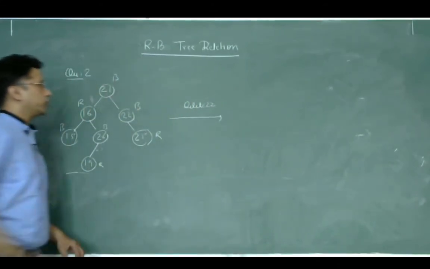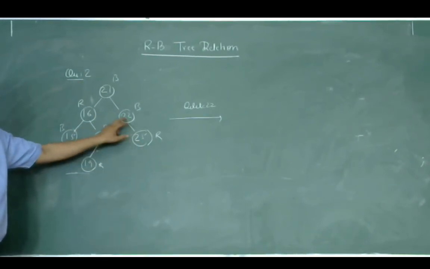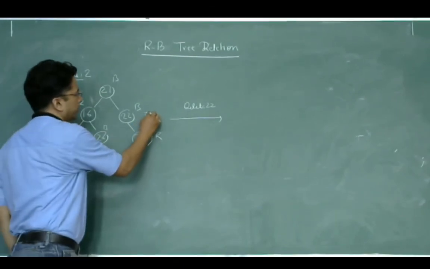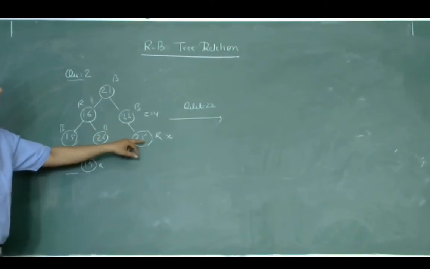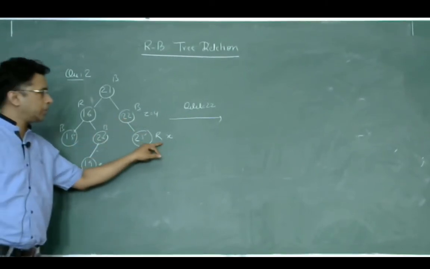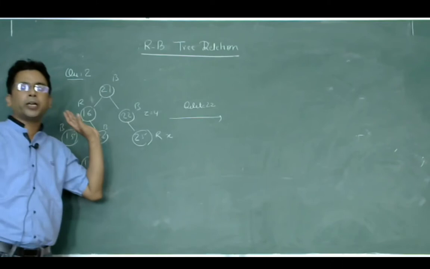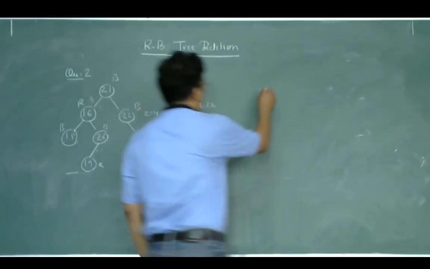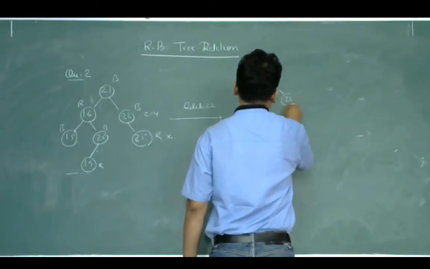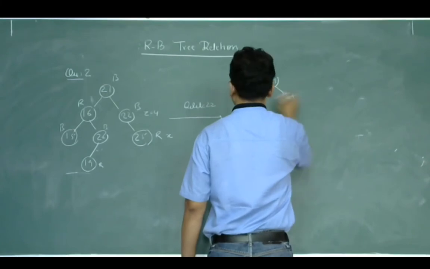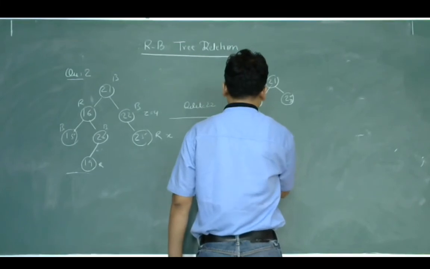This is the second question I'm taking. Here also I am deleting 22, but the tree structure is different. In this case also, when we delete that node, z is equal to y, and this will be replaced by its successor node. The successor is of red color, so the successor will take the place of that node, and that node will be converted into black color. So after this: 16, 25, 15, 20, 19.